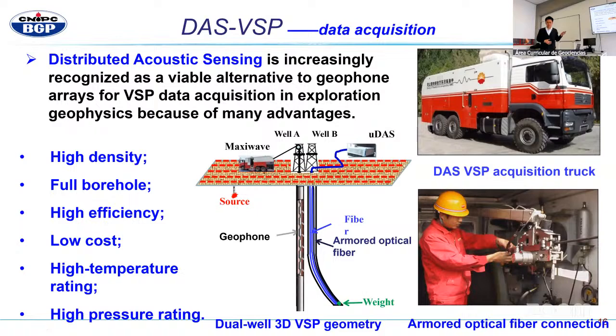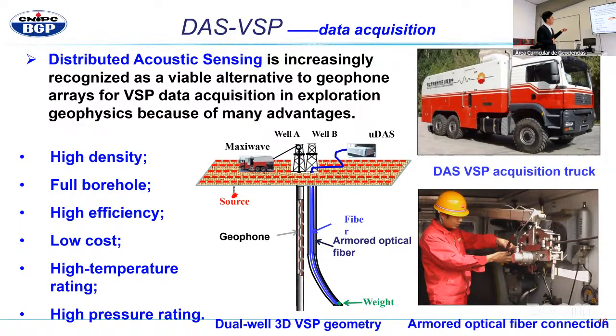Compared to the traditional geophone array, this is a conversion type. We deploy the fiber cable in the well and we deploy the geophone array in the other well. So they're very near to the well. And we record the 3D seismic. So compared with the geophone, it has a very high density of data.